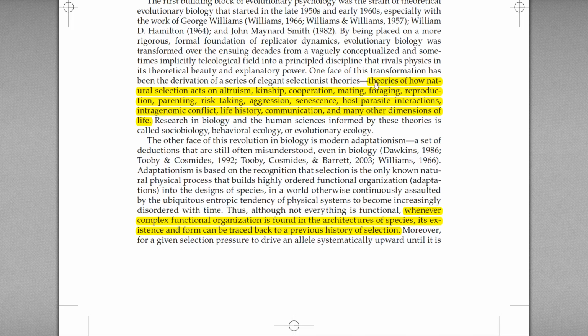This is interesting because here they explain everything that evolutionary psychology can explain. Oh yeah, the theories that can be created in evolutionary psychology, theories of how natural selection acts on altruism, kinship, cooperation, mating, foraging, reproduction, parenting, risk-taking, aggression, senescence, host-parasite interactions, intergenomic conflicts, life history, communication, and many other dimensions of life. And those are some of the dimensions that we study in evolutionary psychology.